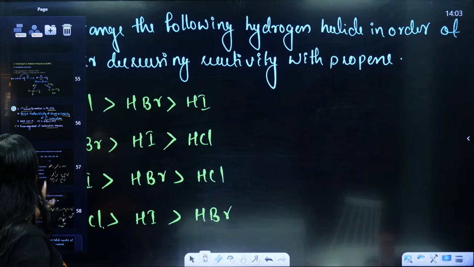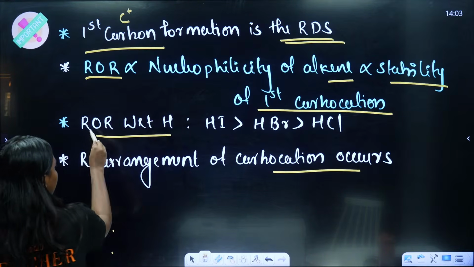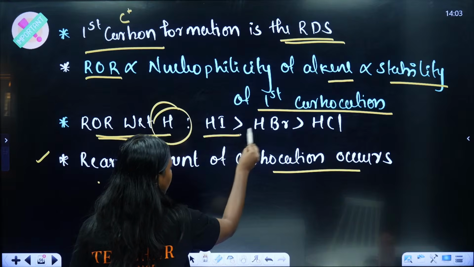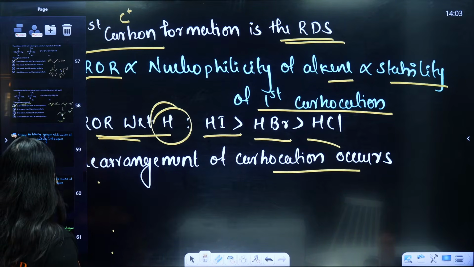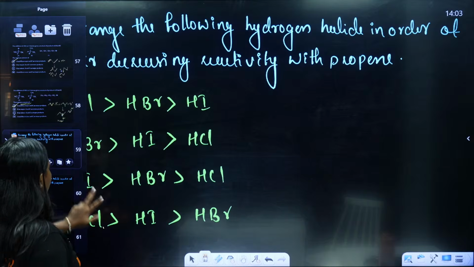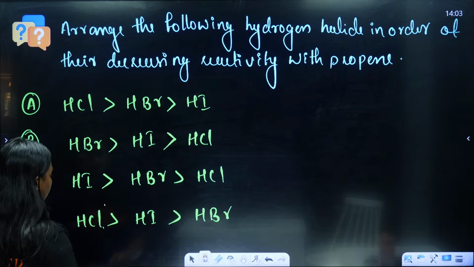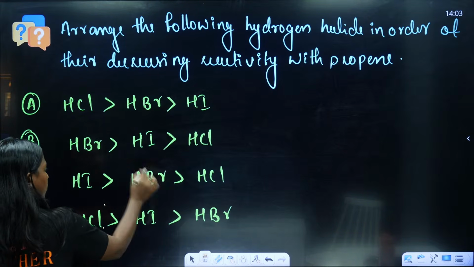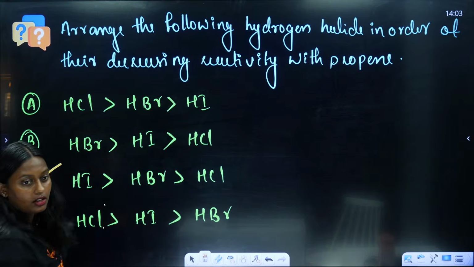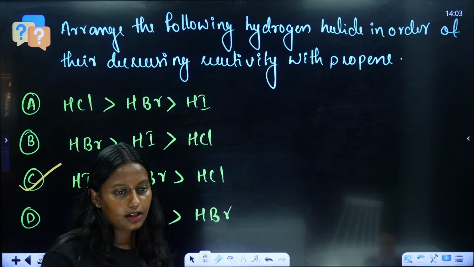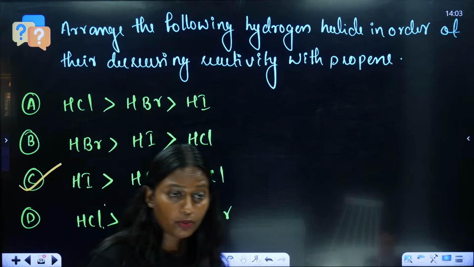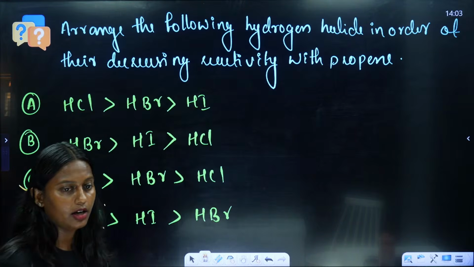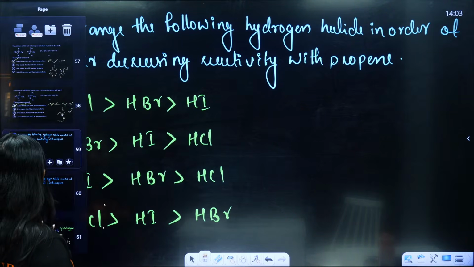Where is that point? With respect to hydrogen: HI, HBr, HCl. Which one is the correct answer? Obviously HI, HBr, HCl. Yes, C is the correct answer. Very good. So I can see iodine, bromine, chlorine.